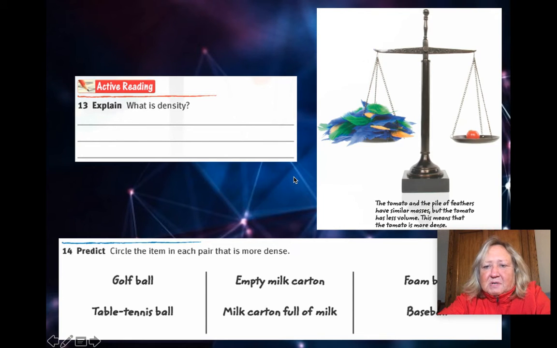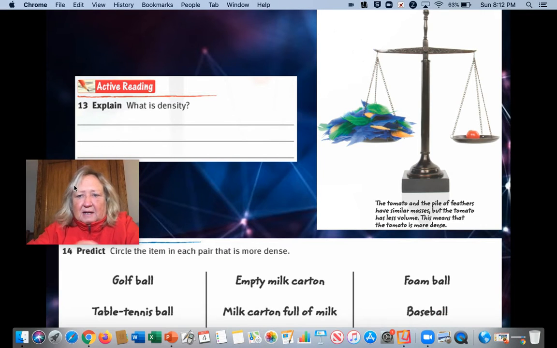All right, so I want you to look at this demonstration or this example picture here first. I know you guys can read, but it says the tomato and the pile of feathers have similar masses. And as you can see on the balance, they have the same mass. Okay. But the tomato is a lot smaller. It has less volume. So that means it is more dense because it doesn't take up near as much space.